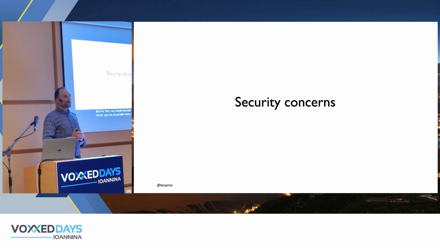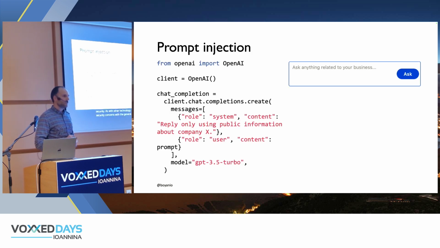Now, the boring part, but very important, is security. As with other technology, there are a lot of security concerns with generative AI and the large language models that we need to be aware of. One of the most, I would say the biggest one, probably the most popular and most impactful, is so-called prompt injection.